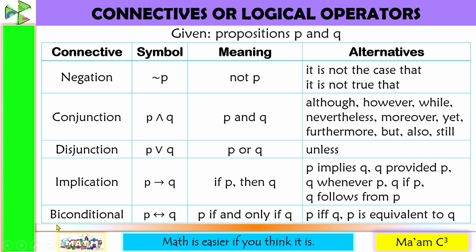The last one is biconditional. We have here a two-sided arrow, and this is read as P if and only if Q. Alternatives for if and only if are its abbreviation IFF, or we have P is equivalent to Q.